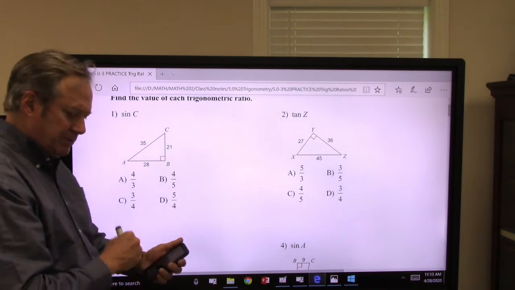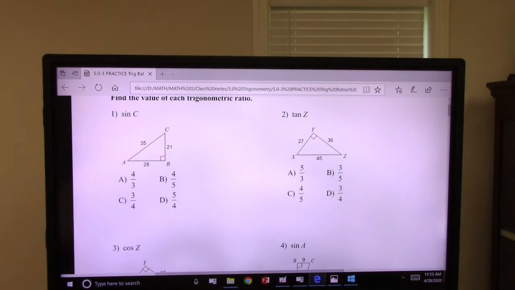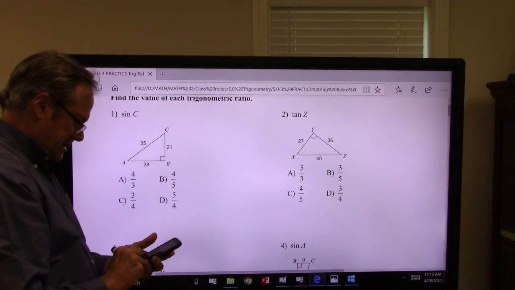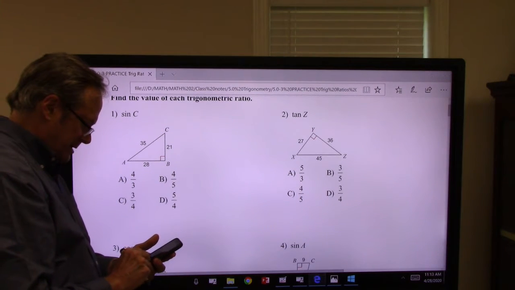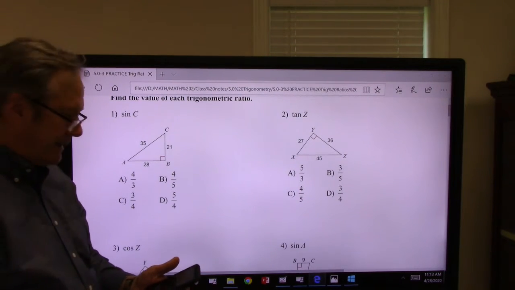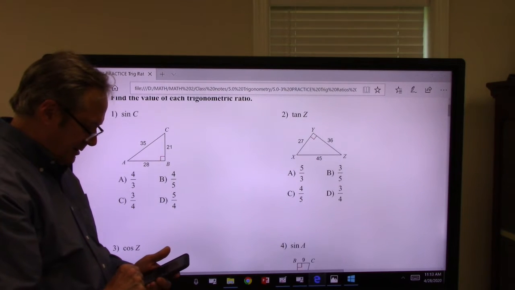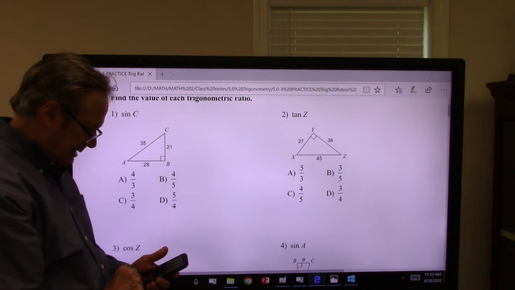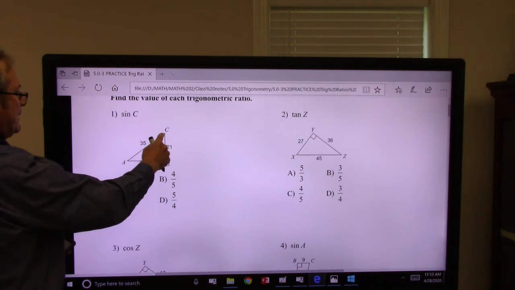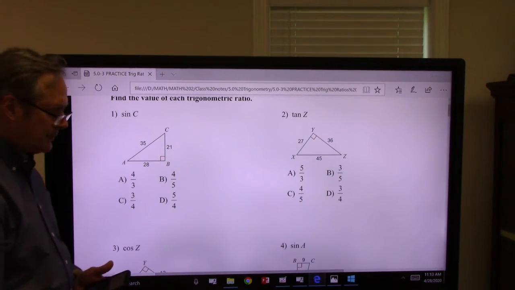Okay, well, let's put 28 in our calculator and divide it by 35. So we got 28 divided by 35, hit enter. All right, that's 0.8. Well, I don't see that here. So let's go to math, number 1 frac, and hit enter again. All right, 4 over 5. So the sine of angle C, opposite over hypotenuse, is answer B.